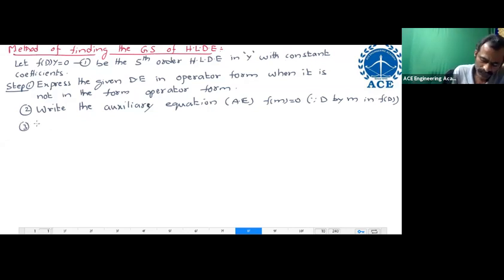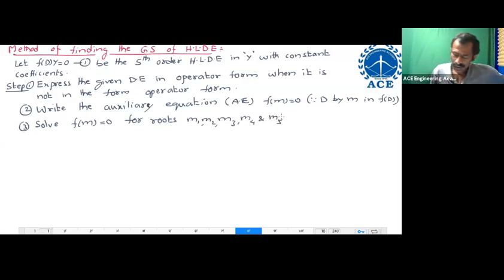Third step. Solve f of m equal to 0 for roots m1, m2, m3, m4, and m5. After solving the roots, if you observe, these roots may be real or complex.